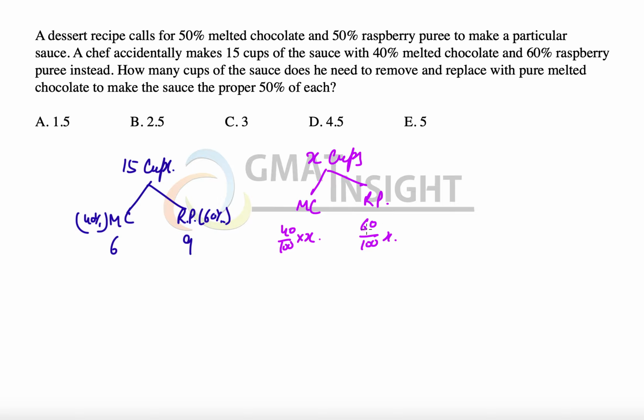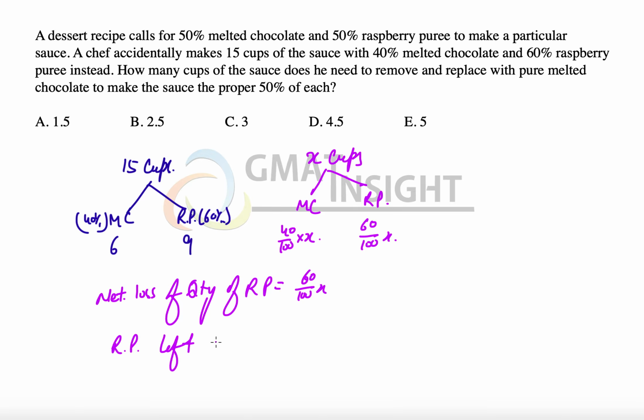Which means the net loss of the quantity of raspberry puree should be equal to 60% of X. That means raspberry puree left in the final mixture after the replacement should be 9 minus 60% of X. Let me repeat that once again. If we take out X cups, then 60 over 100 of X raspberry puree goes out. That means the remaining raspberry puree in the mixture is 9 minus 60 by 100 of X. And it does not come back because only the melted chocolate comes back.